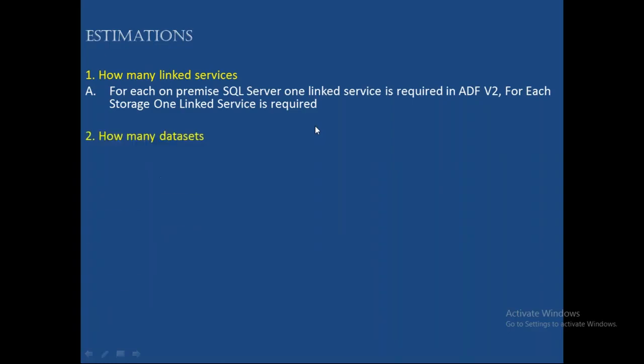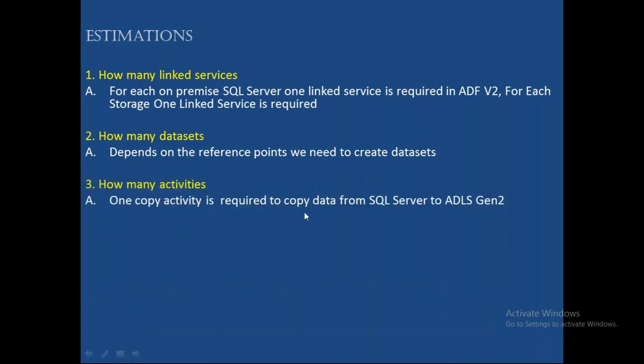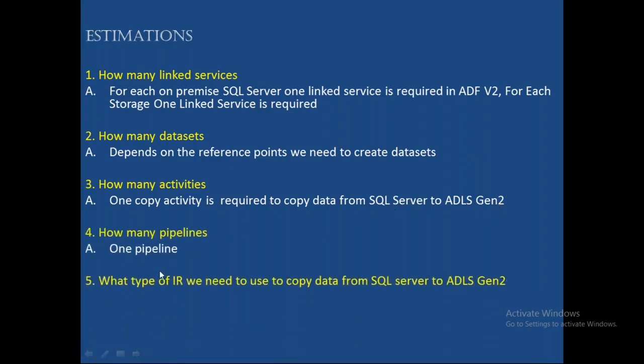Next. How many datasets do we have? Depending on the reference points, we need to create the datasets. How many activities do we have? One copy activity is required to copy data from SQL Server to ADLS Gen 2. How many pipelines do we need? One pipeline. What type of IR do we need to use to copy data from SQL Server to ADLS Gen 2? It's a self-hosted integration runtime we need to use today.